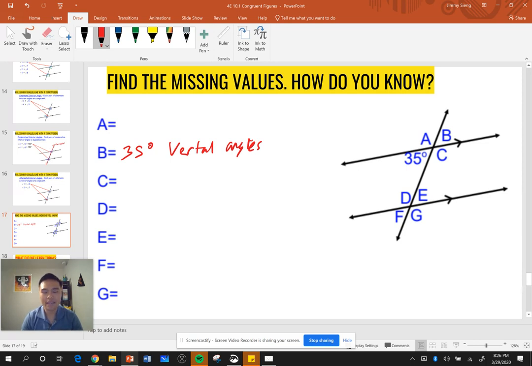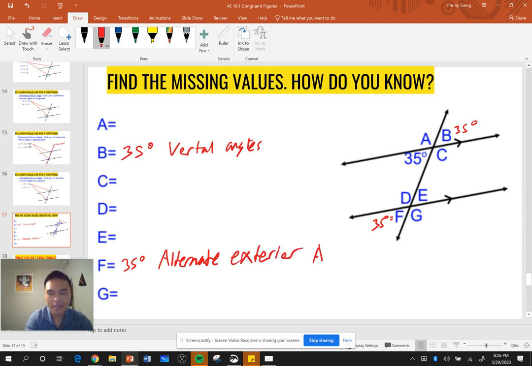Well, if I was to try to find, let's say, F, it is also 35 degrees. So this is 35, and this is also 35. Again, I'm just going around with this, using the definitions I know and trying to put those together. I know F is also 35 because of alternate exterior angles. There are also more ways to define these, but these are just some things I'm pulling out from our definitions.